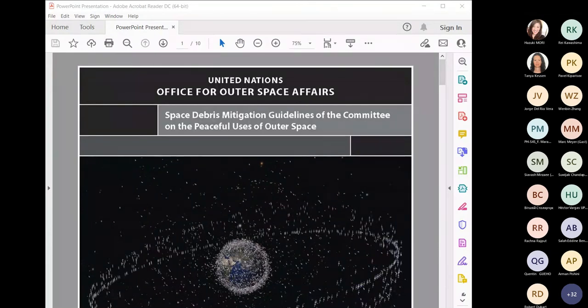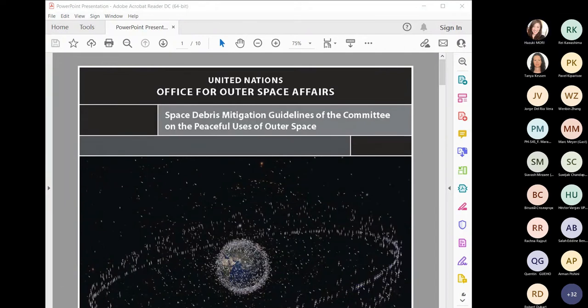COPUOS, as you may know, is a subsidiary organ of the General Assembly of the United Nations, and it was set up by the General Assembly in 1959 to govern the exploration and use of space for the benefit of all humanity, for peace, for security, for development.